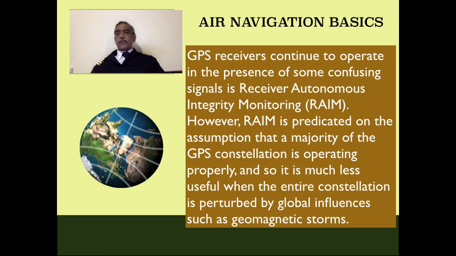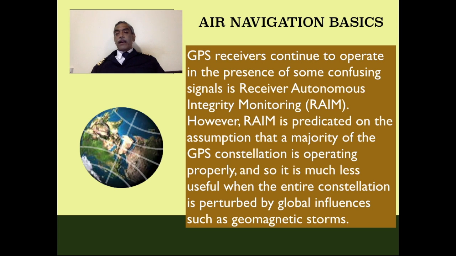What's the significance of these magnetic storms for an aviator? We use GPS extensively in our aircraft for position fixing, directions, etc. So these GPS receivers continue to operate in the presence of some confusing signals. That means even when magnetic storms are predicted and sensed, we are able to distinguish, and they continue to operate in the presence of confusing signals.